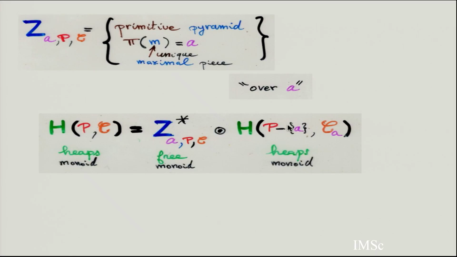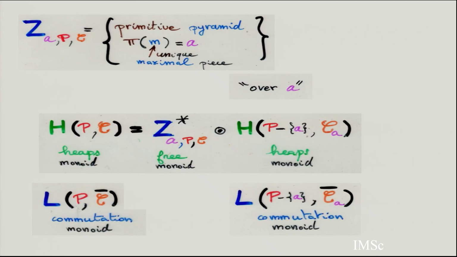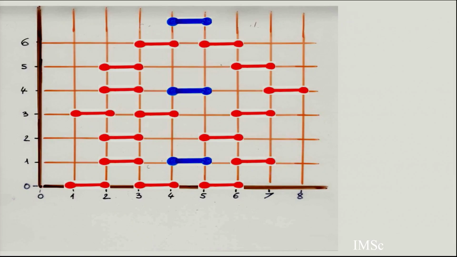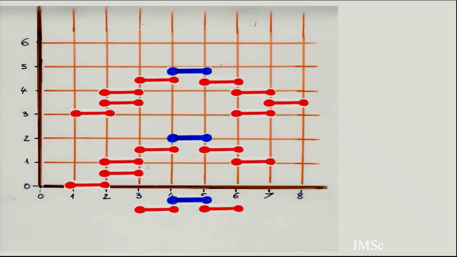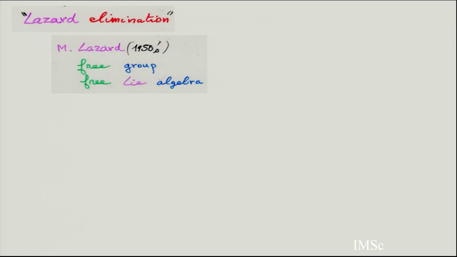And so you can try to iterate this kind of elimination. Here I am in a commutation monoid; you can select other letters. Here I am in a free monoid; I can do the same, selecting letters, and apply this many times. And what we get, the idea is the following: this is a starting point to do some beautiful things.